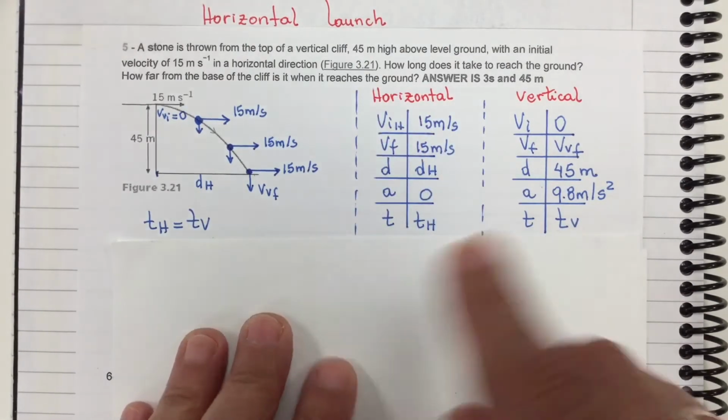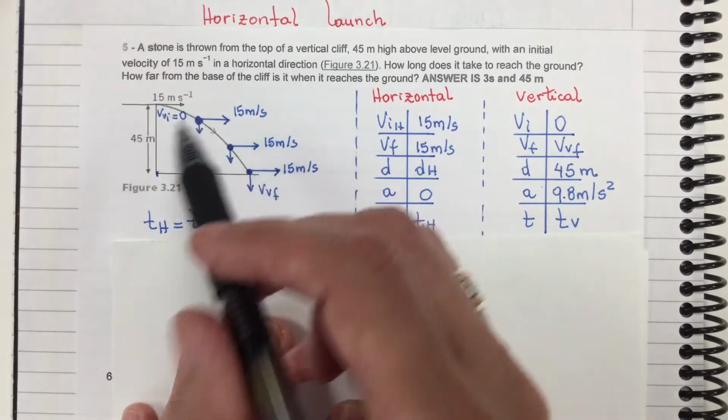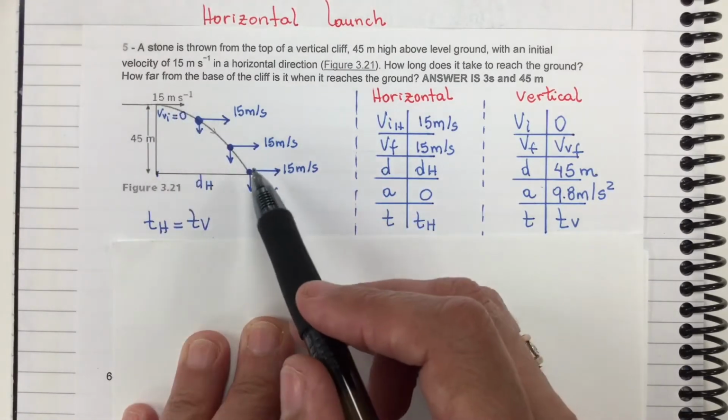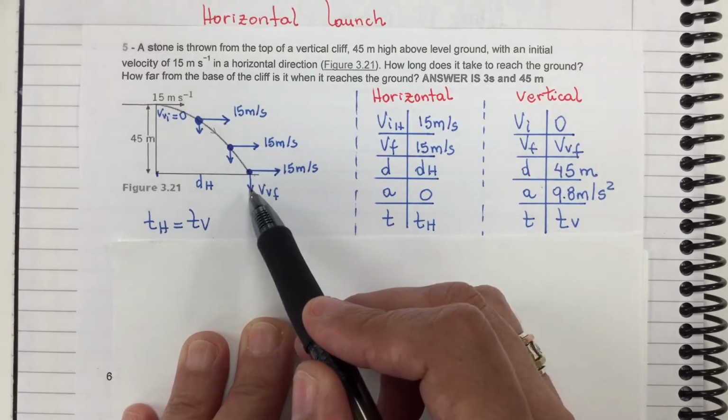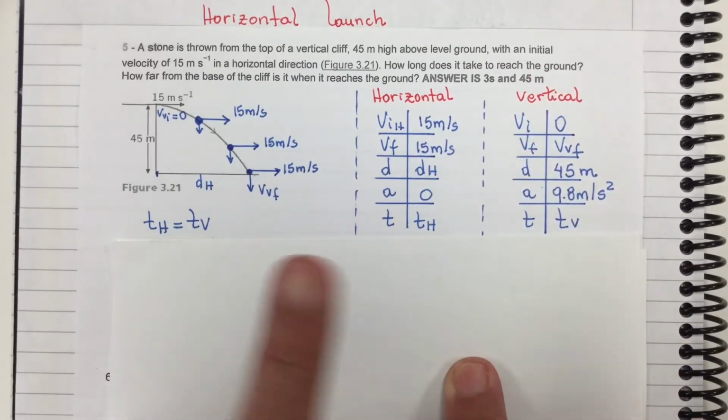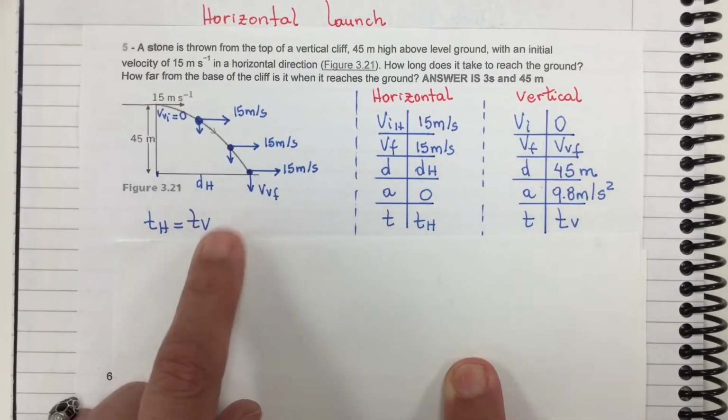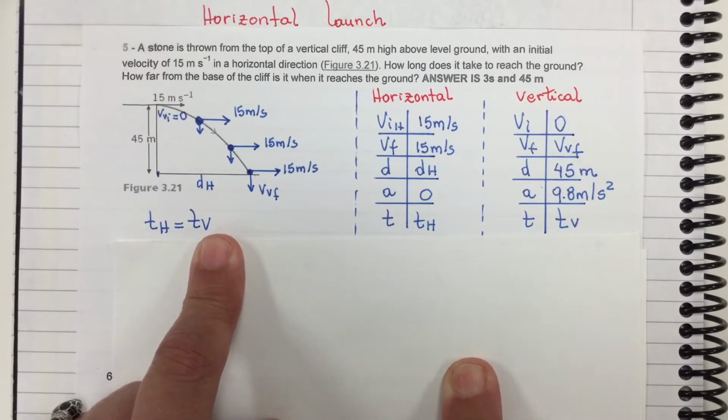However, because the stone is going to land at the same time horizontally and vertically, we can state that the horizontal time and the vertical time have the same value.